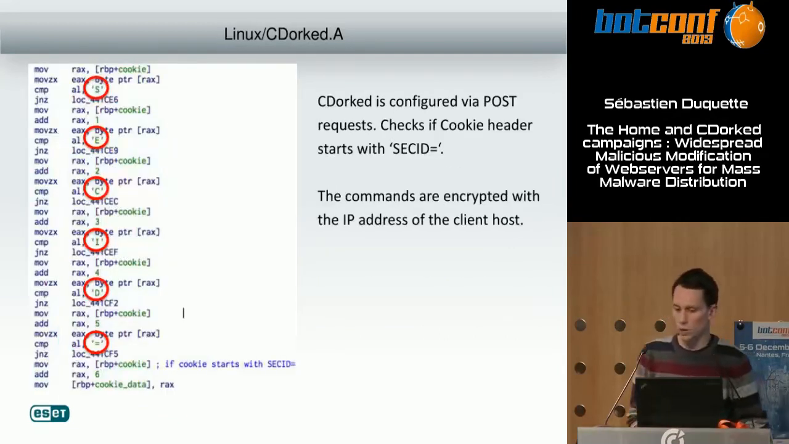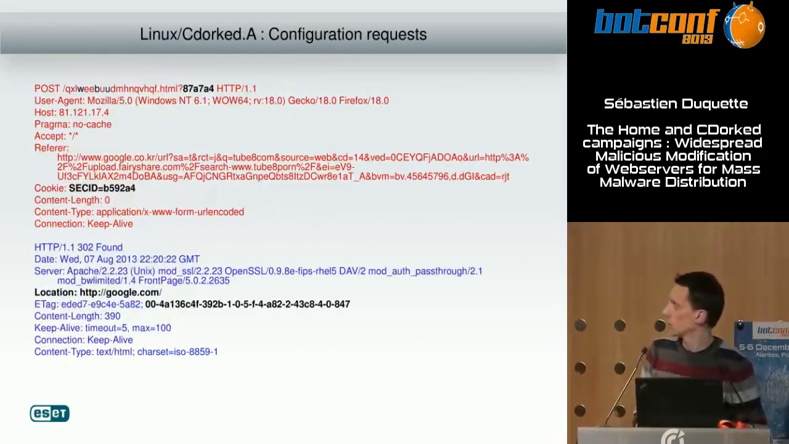So for the configuration, they were using, like I was saying, POST requests. What they did is, if the cookie contained the keyword SecID, that would be a configuration request. Another thing is that the commands were encrypted with the client IP. So depending on the IP address of the client that was connecting to configure, the commands would look different, even though it might be the same command. That's what a typical configuration request looked like.